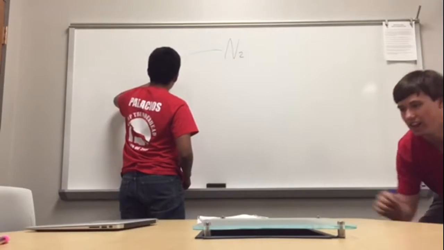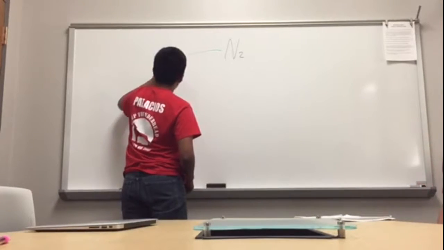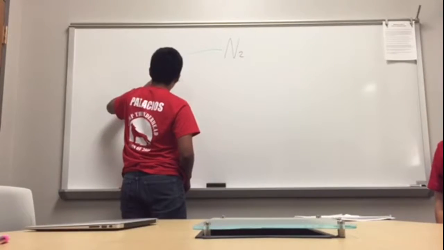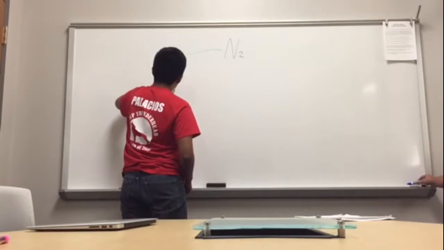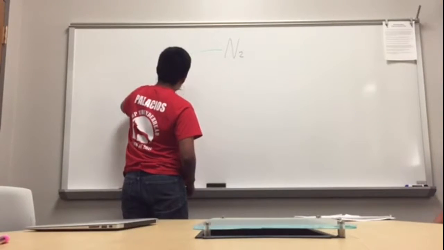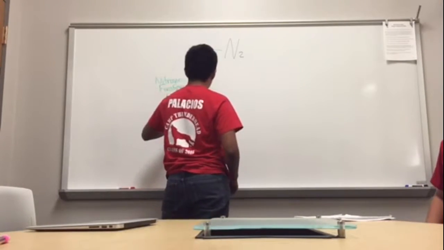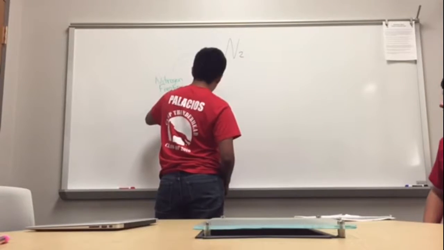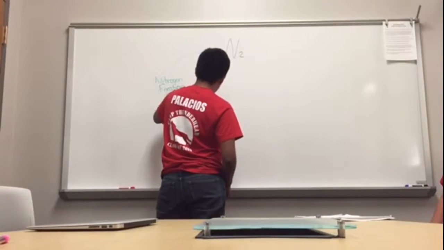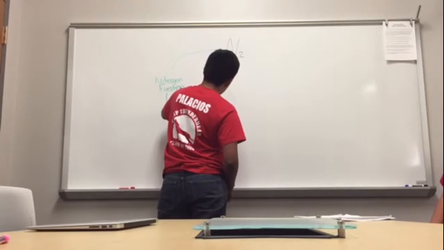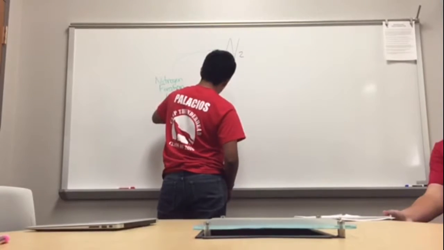The nitrogen cycle starts off with the nitrogen, then it goes towards nitrogen fixation, which is when the bacteria in the soil take it up into the roots of the plants.